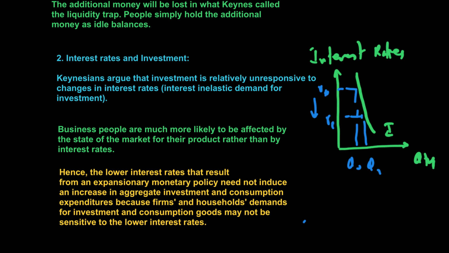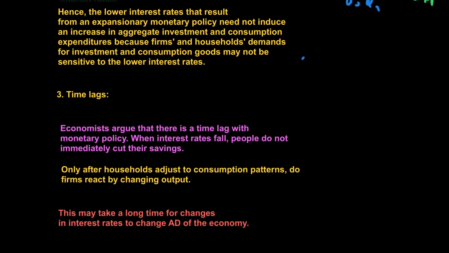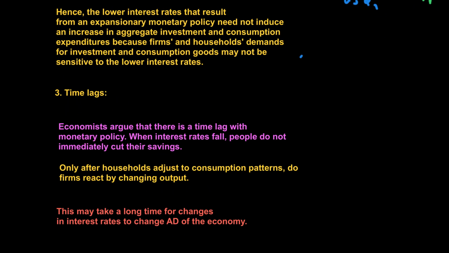The third downside or criticism of monetary policy has to do with time lags. The whole idea is that when we increase money supply, our interest rate will fall. That causes C to change and I to change. So, for example, C goes up and I goes up.